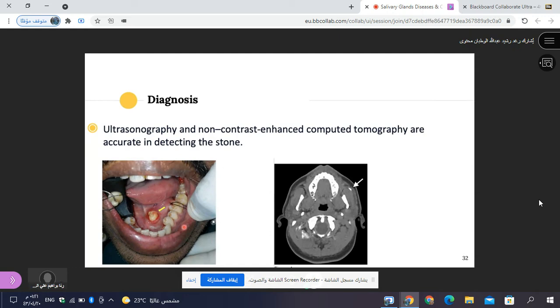Okay, now let's move to the diagnosis. As you can see in the second picture, we can see CT non-contrast, which is very accurate in detecting the stone. Also, we can use ultrasonography. It is very useful for the diagnosis of the stone of salivary gland.